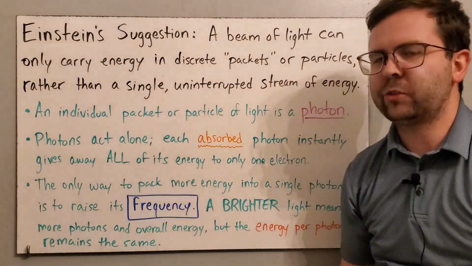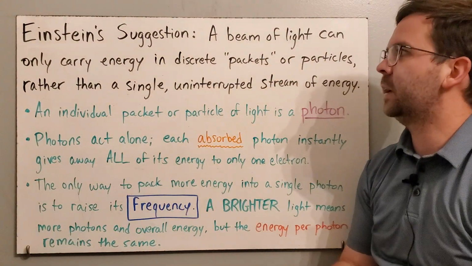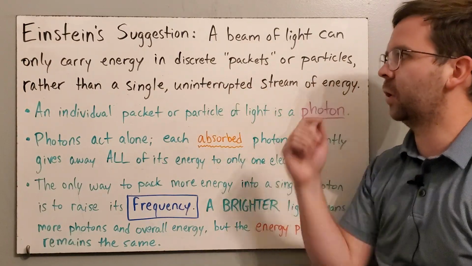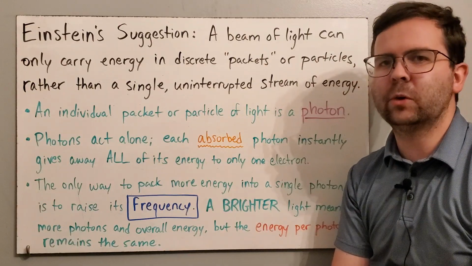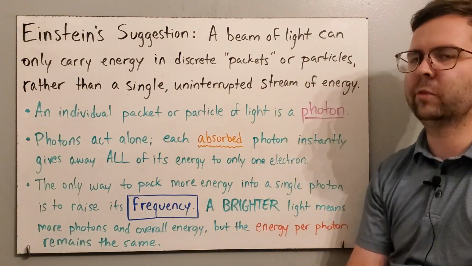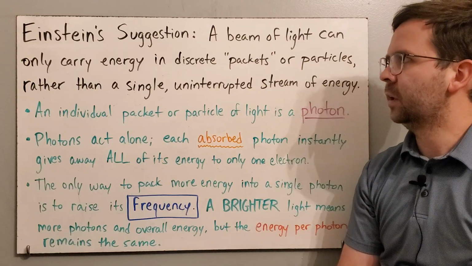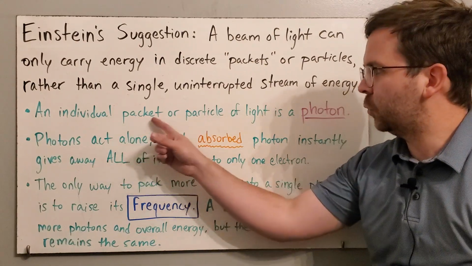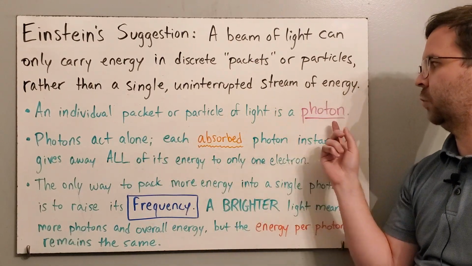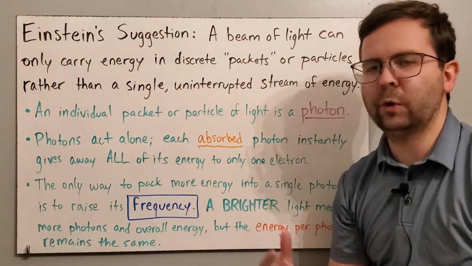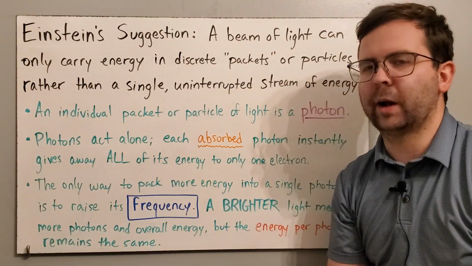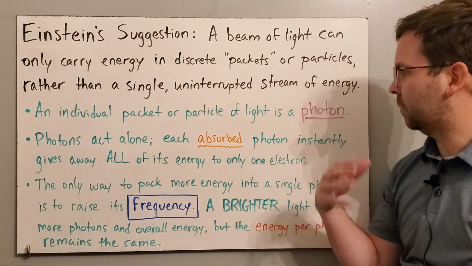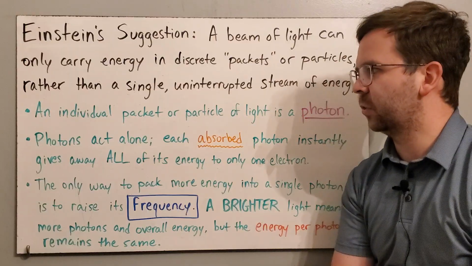But Einstein's suggestion was that a beam of light can only carry energy in discrete packets or particles, rather than a single kind of uninterrupted stream of energy, like a river of energy. Light was made up of these individual pieces. And one individual packet or particle of light is called a photon. And this idea of photons goes back even before Albert Einstein, even all the way to Isaac Newton, who thought light could be made up of these little pieces.